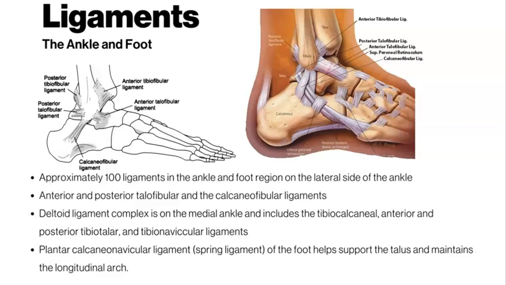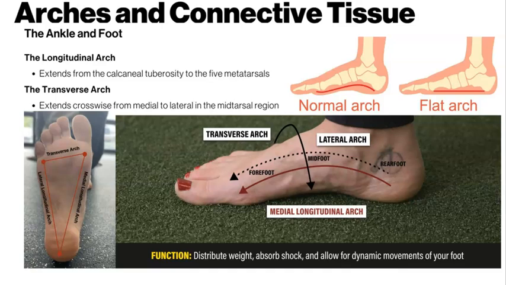We have another ligament group. The lateral collateral ligaments include the anterior talofibular ligament, posterior talofibular ligament, and calcaneofibular ligament. These stabilize the lateral side of the ankle. And well, we are going to talk more about the ankle and the foot related to the arcs and connective tissues.